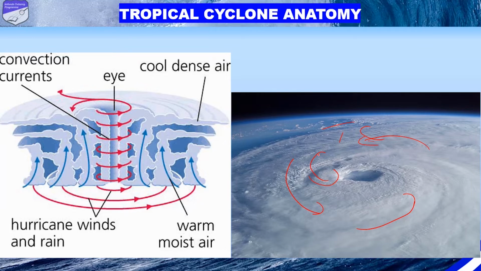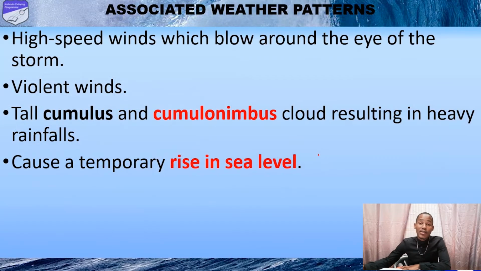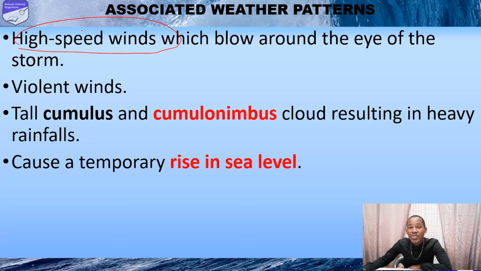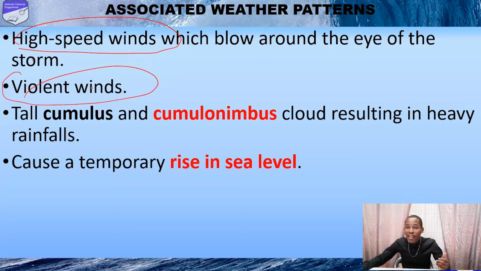The northern hemisphere. Good. Let us look at associated weather patterns of a tropical cyclone now. In the tropical cyclone, we have high speed winds, guys. There are strong winds because of the pressure. The continuous declining of the pressure in a tropical cyclone causes very, very strong winds because of that pressure gradient that becomes steep. The violent winds, the winds that are very violent.